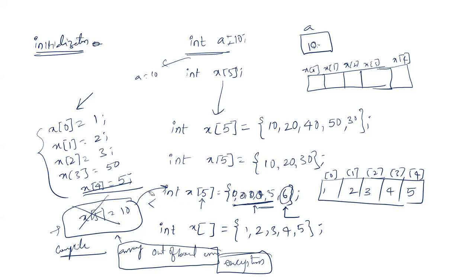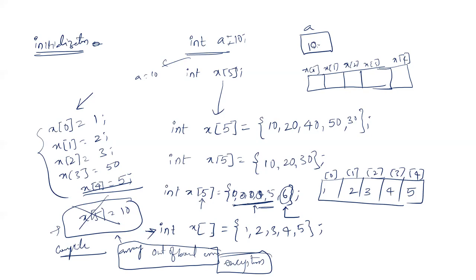Okay, next. I'm asking this question: whether this will be valid or not, int x[] = {1, 2, 3, 4, 5}. I'm not giving any size, but I'm writing x[] equals 1, 2, 3, 4, 5. Do I get any errors or not? No errors, sir. Why no errors? It will automatically take the size.